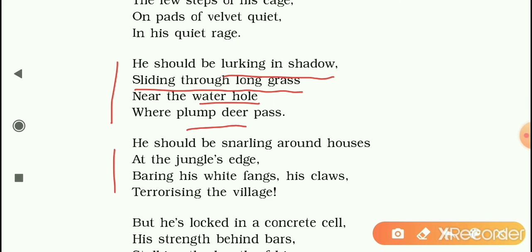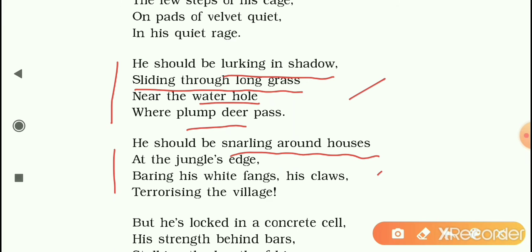The third stanza is also another part of the tiger's natural habitat, when the tiger is living in freedom. But the second stanza and the third stanza are quite different in a way. The second stanza shows the tiger's behavior in a deep jungle, deep forest. But the third stanza shows when he is in the wide open or close to human proximity. What does he do? He should be snarling around the houses.